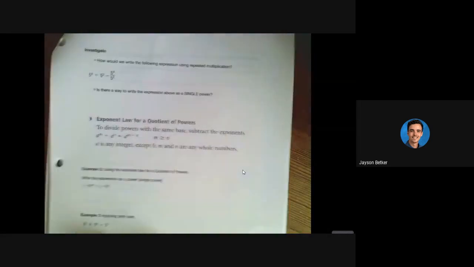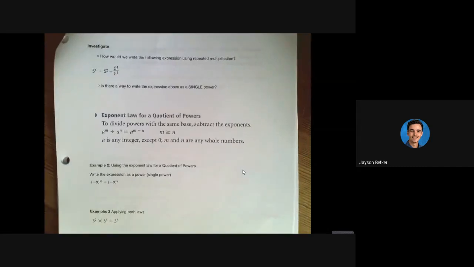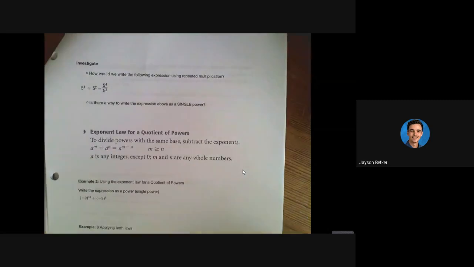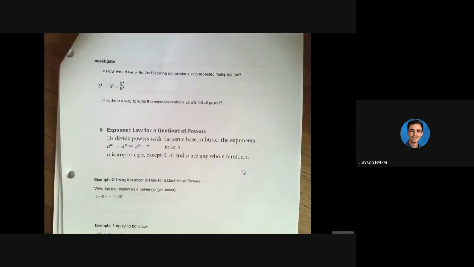Let's move on. Let's try to make it a little bit more complicated here, like we do. How could I write the following expression of 5 to the 4 divided by 5 to the 2? So not using multiplication anymore, but using division. It doesn't get all that much more difficult. We just remember that if we're adding together for multiplication, we're probably going to do the opposite for division, which is going to be to subtract them.